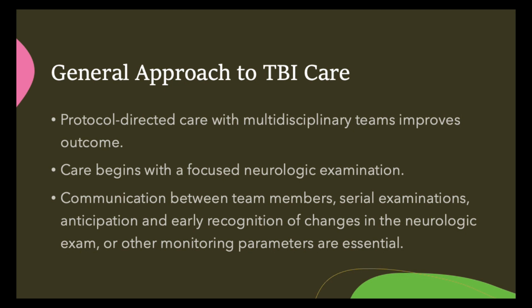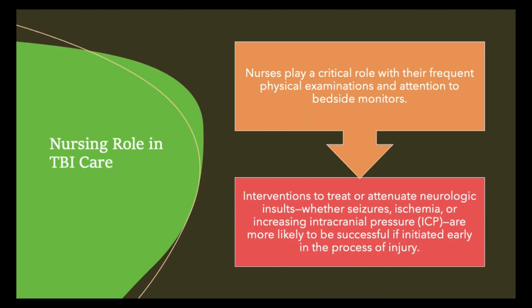The care of any pediatric neurology patient, but certainly the TBI patient, is complex. We tend to use a multidisciplinary team and very strict protocols when caring for these patients. We begin with a focused neurologic examination, and then we need to perform frequent serial examinations so that we can recognize changes early. No one spends more time with patients than nurses. Therefore, you have a critical role in the detection of signs of worsening TBI or increased intracranial pressure.